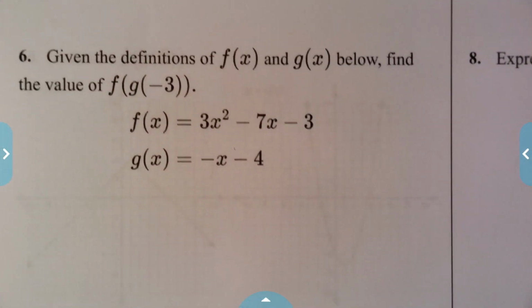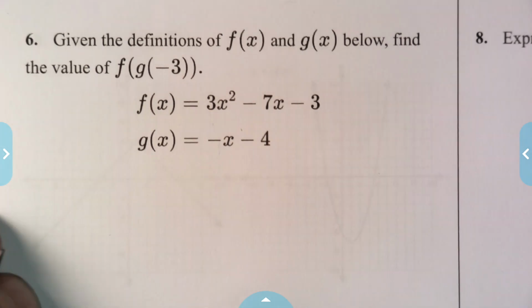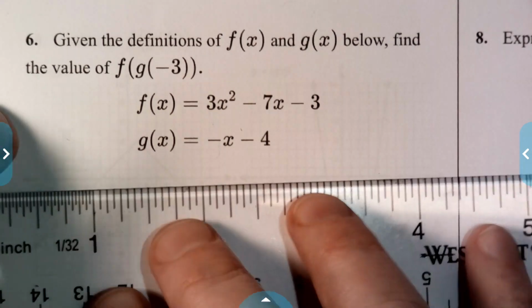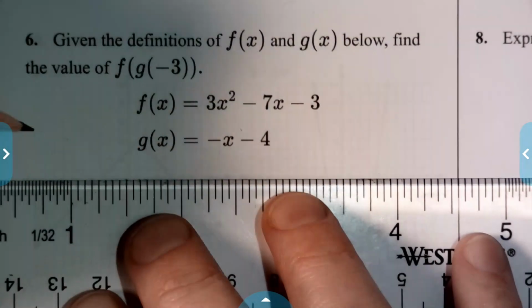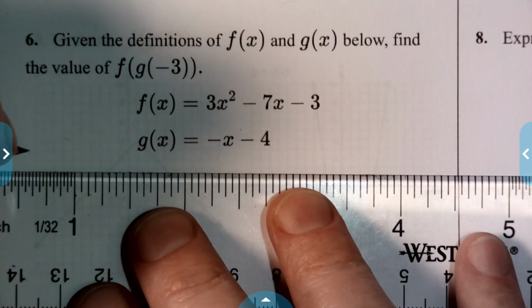All right, here we are at number 6. And so this time we're doing f of g of x again. So that's f of g, and evaluating it at -3. All right, so to get started here, we'll compose f of g of x.